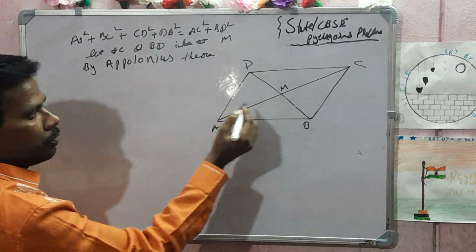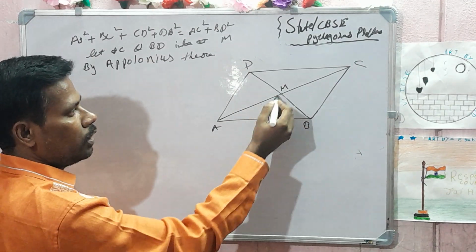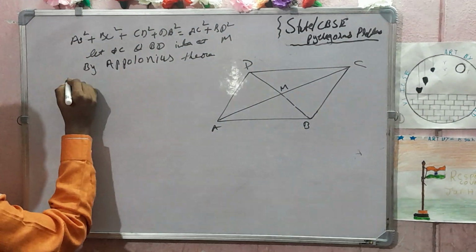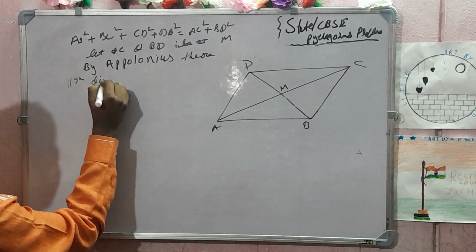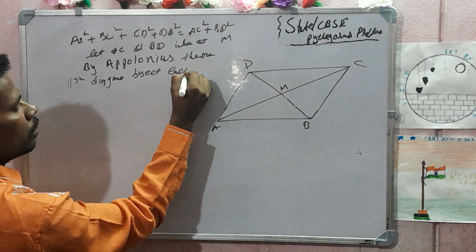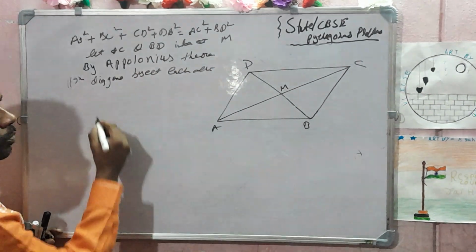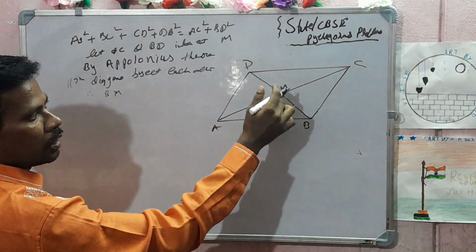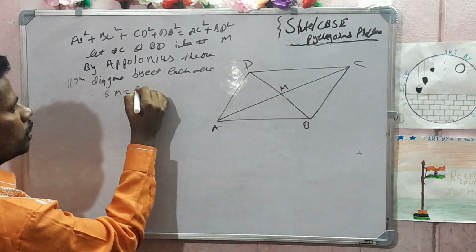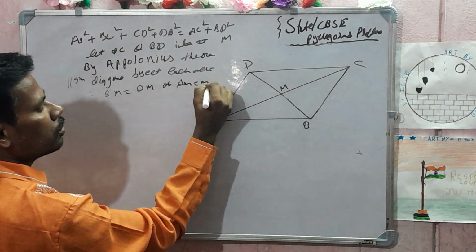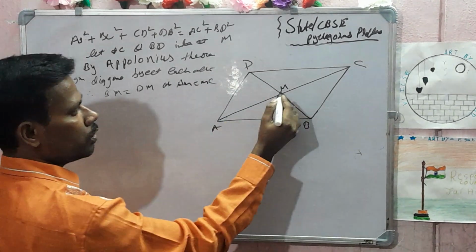Before going to that, let me explain. In a parallelogram, diagonals bisect each other. That we know already. You write down: parallelogram, diagonals bisect each other. That means, therefore, BM is equal to DM. Also, AM is equal to MC.